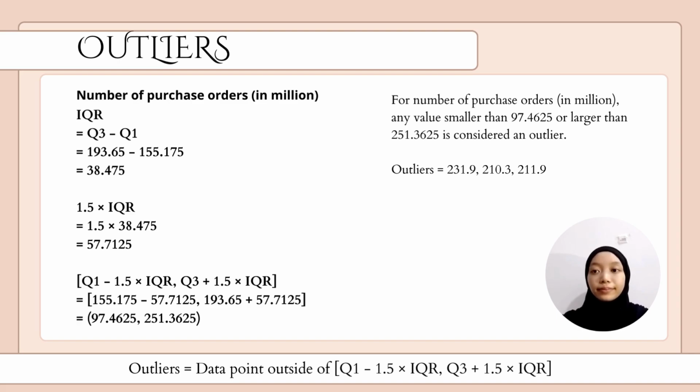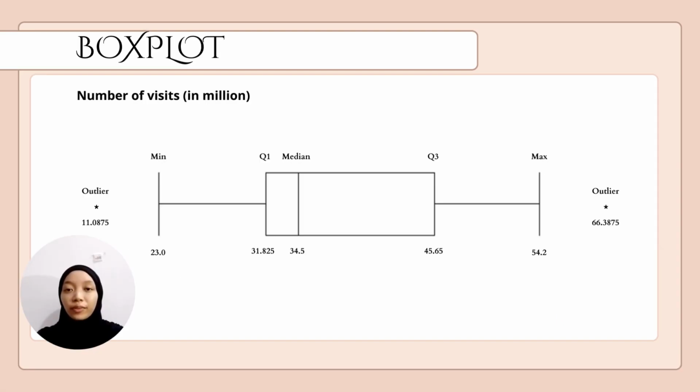211.9. For the box plot, number of visits, mean is 23.0, quartile 1 is 31.825, median 34.5, quartile 3 45.65, maximum 54.2. For the outliers, 11.80.